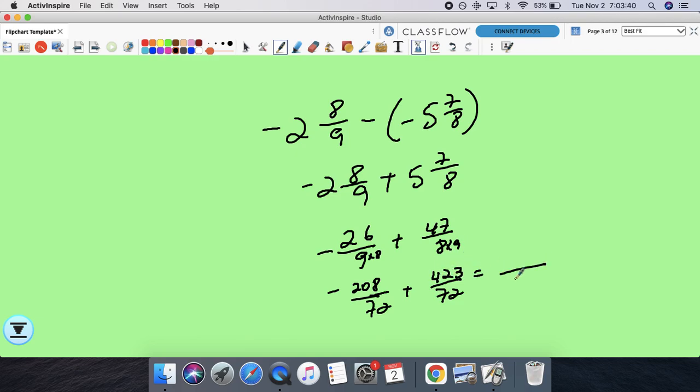So it's going to be positive, so think about this. If I could just cover, just focus on the numerators, it's 423 positive minus 208, you get 215 positive. And you can change that to a mixed number if you so choose. No, you can't simplify it, it's not divisible. The bottom is divisible by 3, but the top is not, so that's pretty much it.